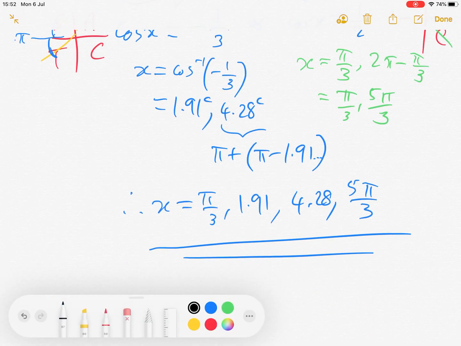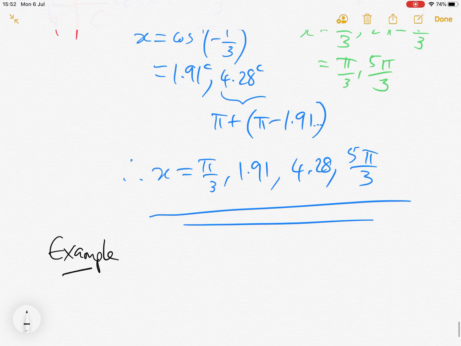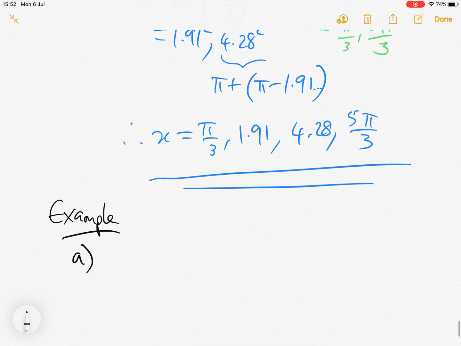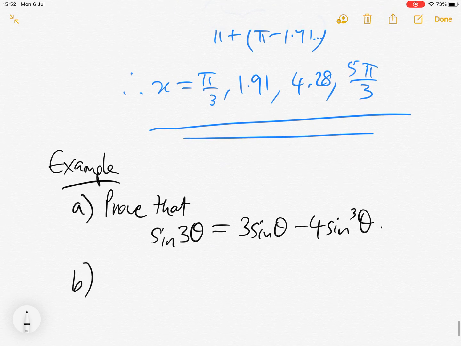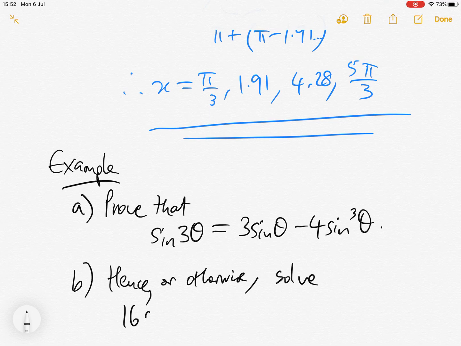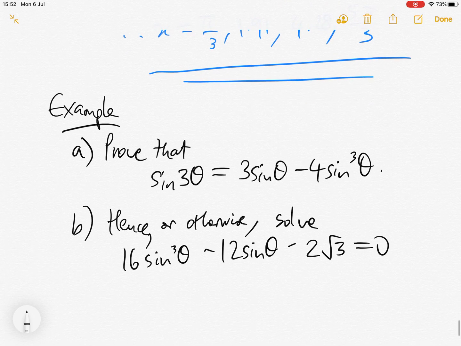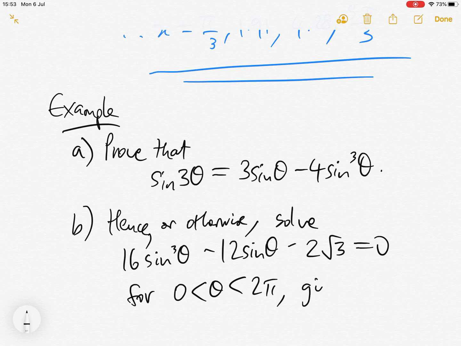And for our final example, the question is part A, prove that sine 3 theta equals 3 sine theta minus 4 sine cubed theta, and part B, hence or otherwise, solve 16 sine cubed theta minus 12 sine theta minus 2 root 3 equals 0 for theta between 0 and 2 pi, giving exact answers.